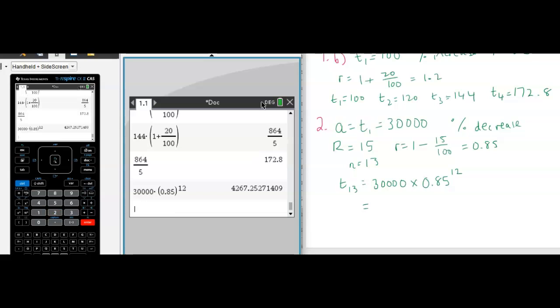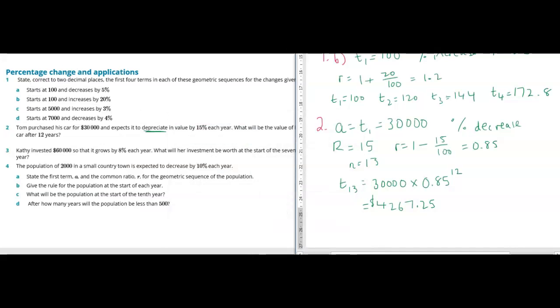So the car is not going to be worth much at all. 4,267.25. So most of you will be getting a car soon, and you'd probably get a second-hand car. So after 12 years, his car is worth a lot less. But when you think about it, you got a lot of years worth out of that car.